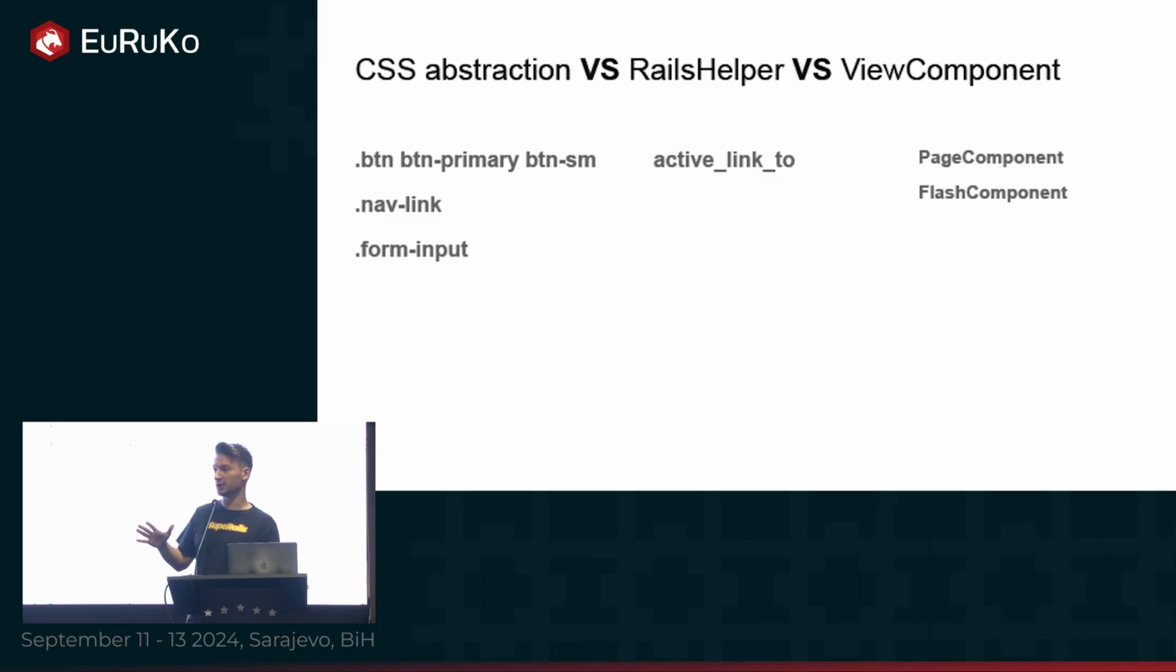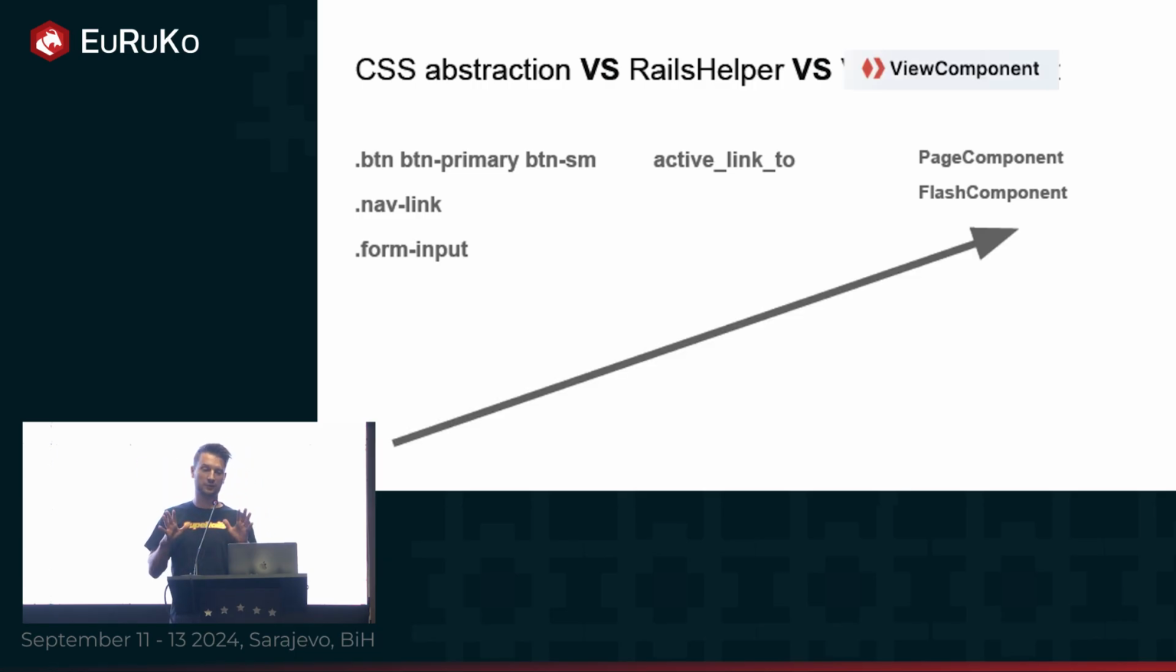In terms of complexity, or how much code is involved, CSS abstraction is the easiest. Then you have this active_link_to, where you can also have some Ruby conditionals, like if this is the current page, if this is the current user, and so on. And these are full components that have a Ruby file and an HTML file that go together. So you don't have to use only components. It's okay to use helpers. It's okay to use CSS abstractions.